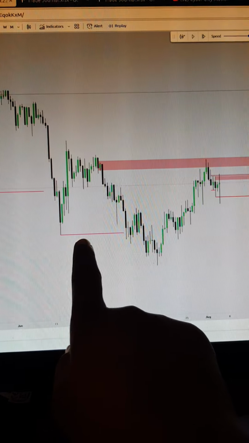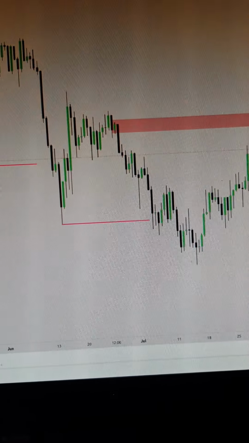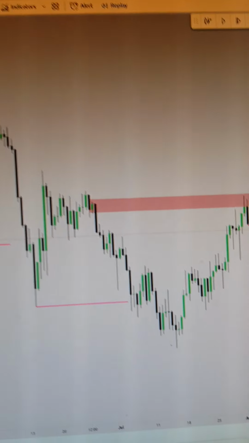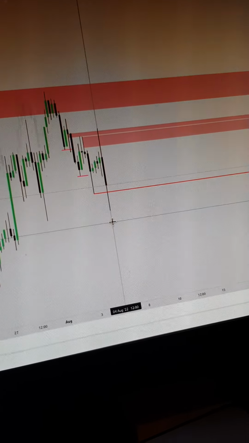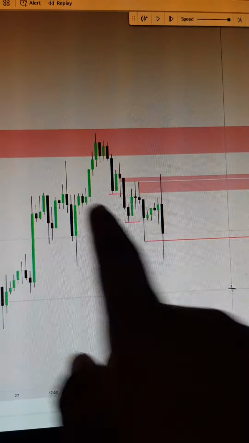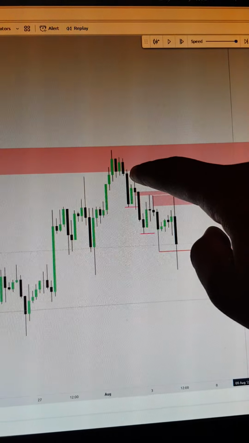So price took out this low, price came back, we have a gap in here, there is an order block, price touches it, and this is the 12-hour time frame. And if we go to H4, this is what happened. Price took out this high, it touched the order block, and it filled the gap.